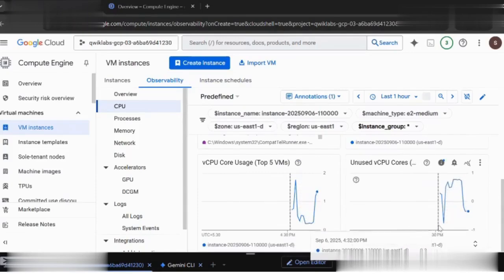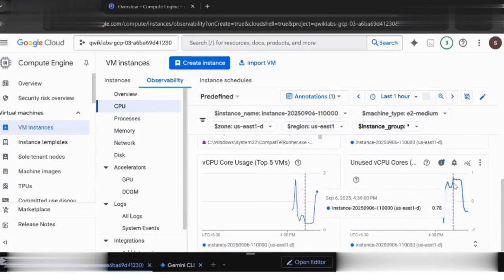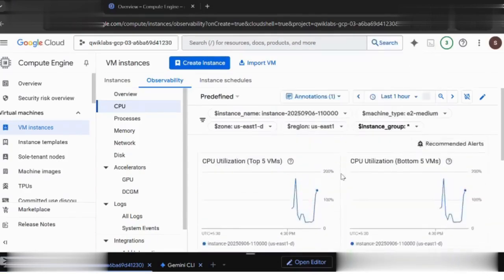Unused vCPU cores shows cores that are idle or underutilized. High values suggest potential for right-sizing or consolidating workloads to improve efficiency. By analyzing these graphs together, CPU utilization, processes by CPU, system load, core usage, and unused cores, we get a complete picture of VM performance and energy consumption. This visual analysis helps guide sustainable deployment decisions, ensuring resources are used efficiently and energy consumption is minimized.